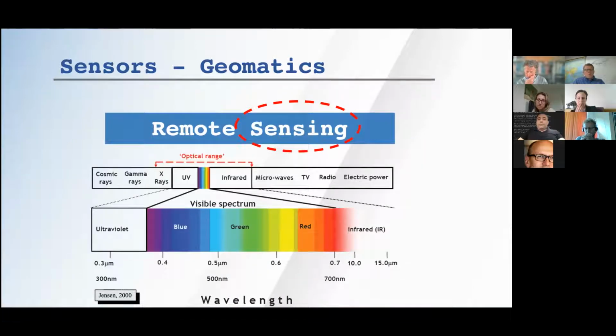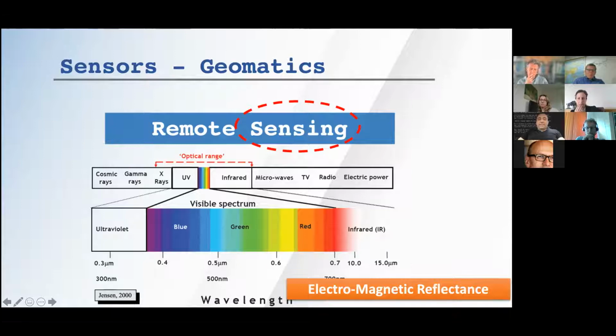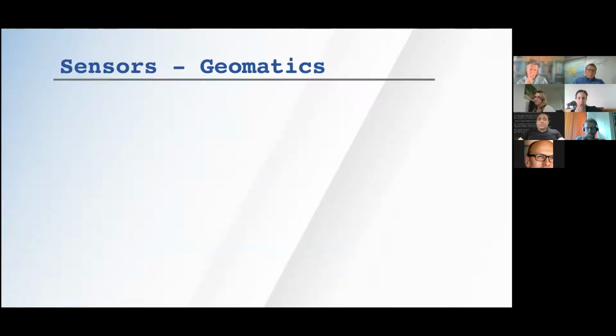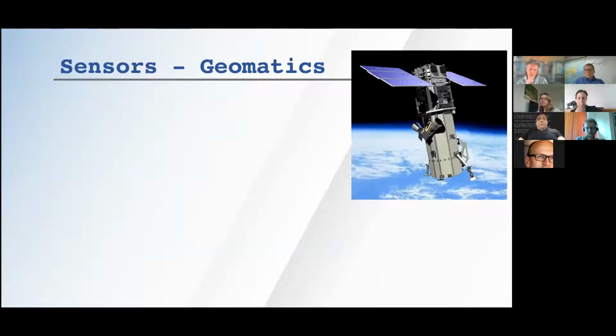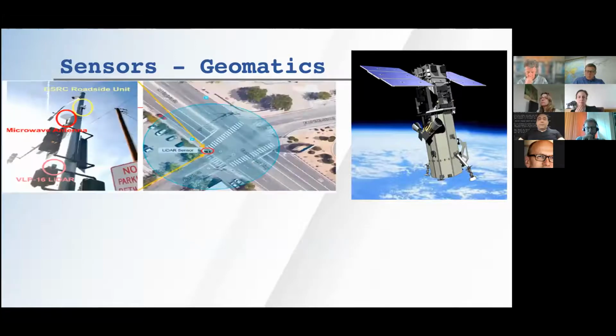And the base of this remote sensing technology is a kind of proximity or contactless sensors that use electromagnetic reflectance, in different ranges of this reflectance, to measure the quantities in different applications. So in geomatics, these sensors can be on satellites traditionally, but they can also be used in the built environment in cities. For example, we have radar or LiDAR sensors to detect objects in the cities, in the streets.